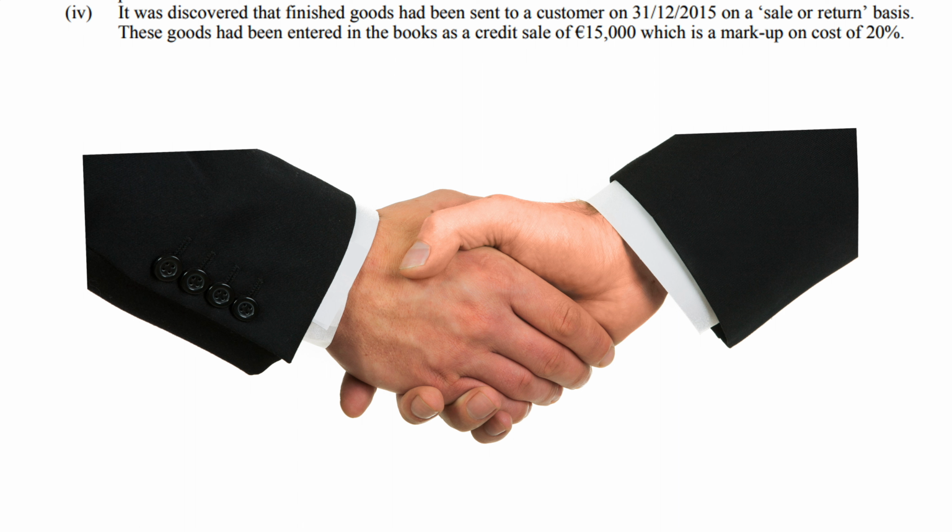So what's happened here is the bookkeeper has entered the sale of the goods as a credit sale of 15,000, and that's a markup on cost of 20%. So that was a complete and utter mistake. The bookkeeper should not have entered that as a credit sale until the buyer actually said, yeah, I sold them.